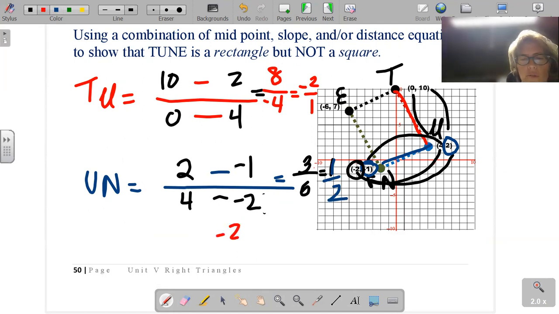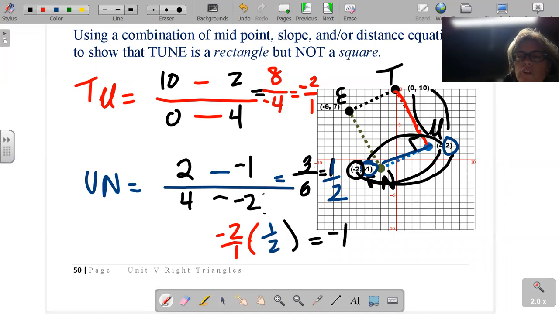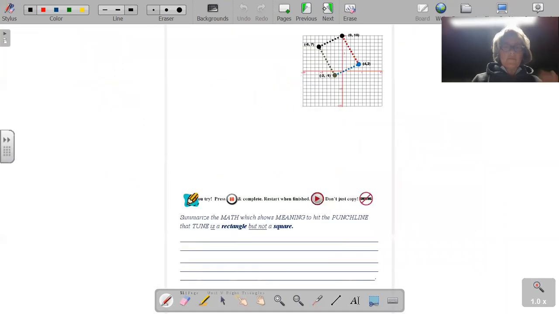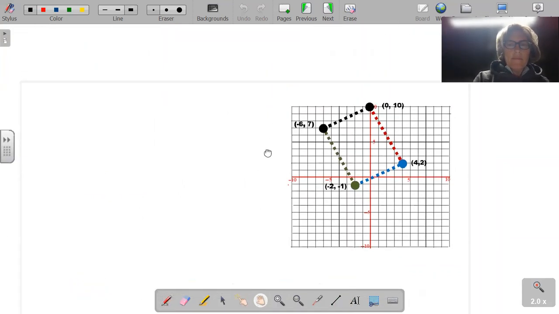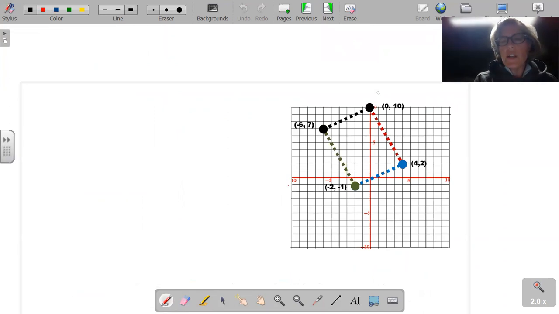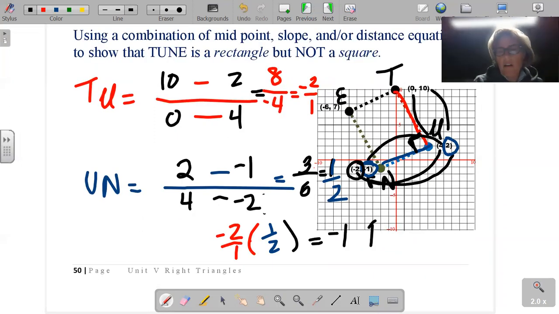Notice I have just proven negative 2 over 1 times 1 over 2. That gets me negative 1. I have proven there's a right angle right there because they're perpendicular. Ready? T, U, N, E. Now, we have proven it's a rectangle. Ta-da! You have a rectangle. Congratulations, you have a rectangle.